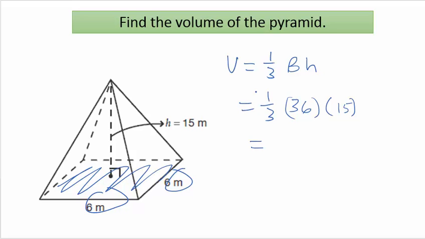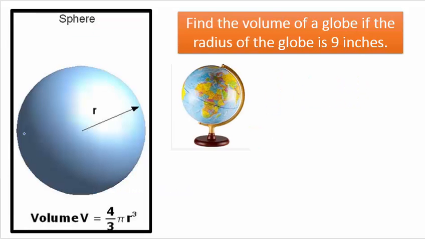Okay, I want to make sure I get to the last 2 slides. So actually we just have this slide left. Find the volume of a globe if the radius of the globe is 9 inches. Well, you can't do that unless you know the formula for volume of a sphere. And here it is right here. It's 4/3 pi r cubed.